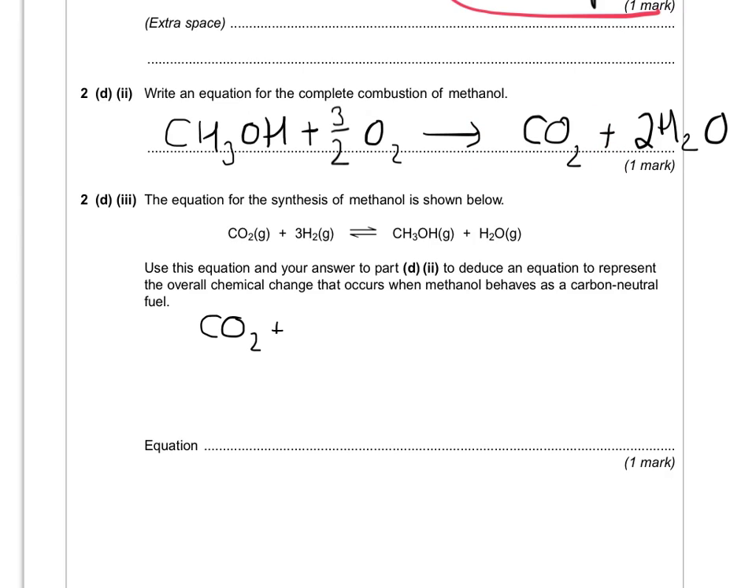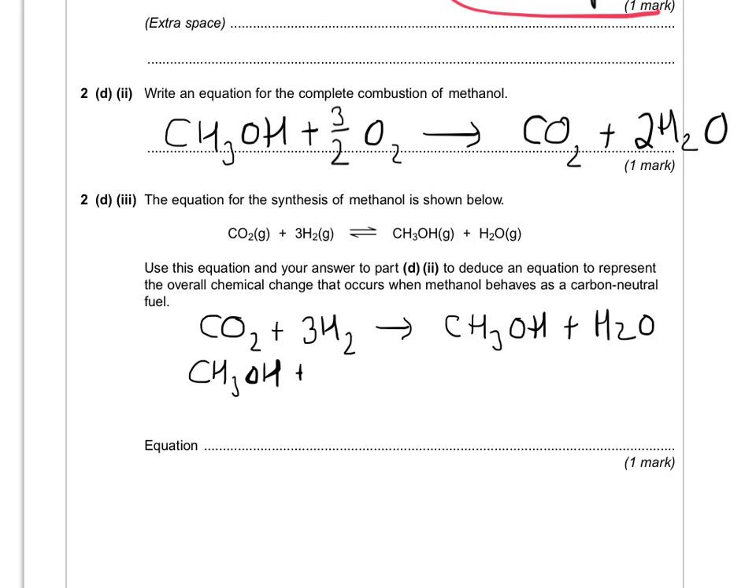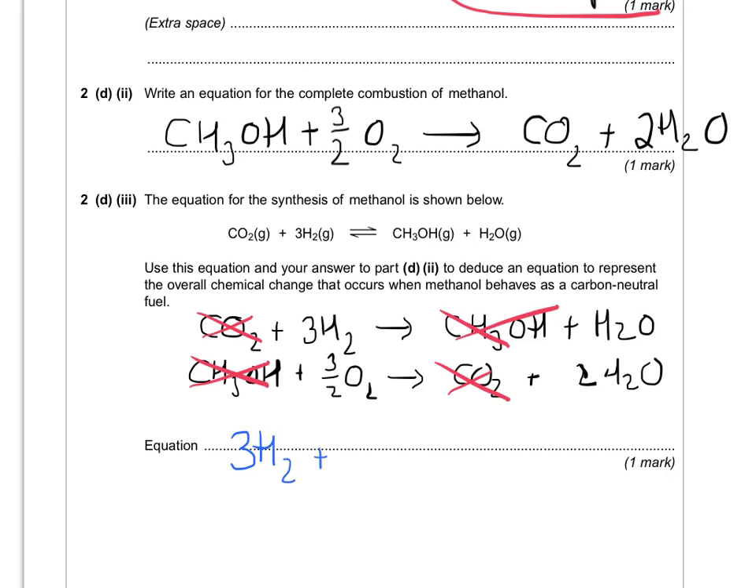So CO2 plus 3H2 goes to CH3OH plus H2O, and you got CH3OH plus 3/2O2 goes to make CO2 plus 2H2O. And you just add them together, so you're going to cancel the things that can cancel. So carbon dioxide's on both sides when you add this together. So's the methanol. And so you cancel the methanol as well. And overall, you'll get 3H2 plus 3/2O2, and that makes your 3 waters, and that's the answer.